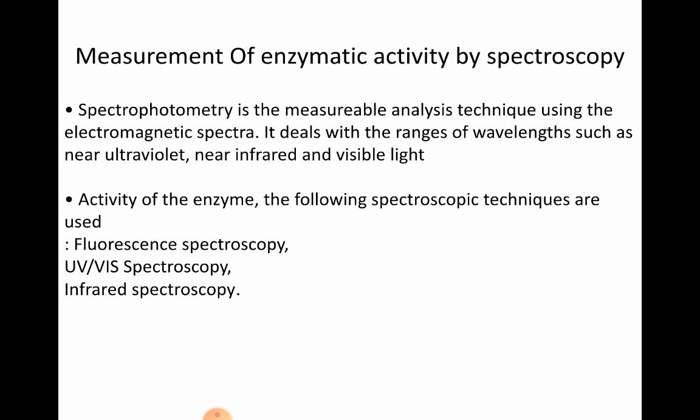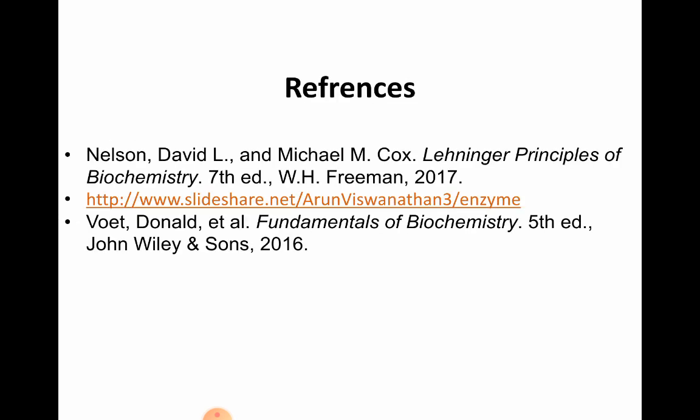Measurement of enzymatic activity by spectroscopy. Spectrophotometry is a measurable analysis technique which uses the electromagnetic spectra. It deals with ranges of wavelengths such as near ultraviolet, visible, and near infrared. The following spectroscopic techniques are used to measure the activity of the enzymes: fluorescence spectroscopy, UV-visible spectroscopy, and infrared spectroscopy.